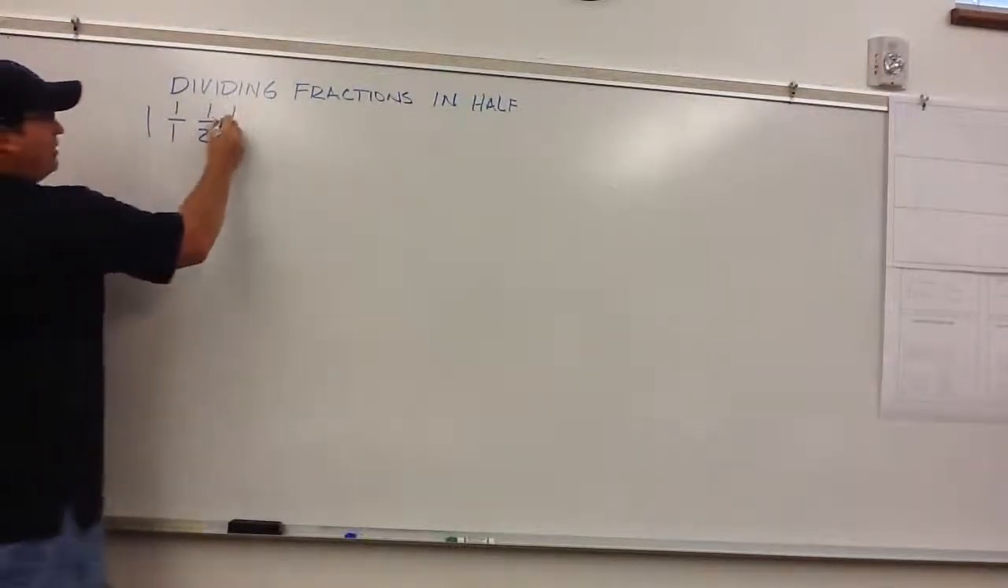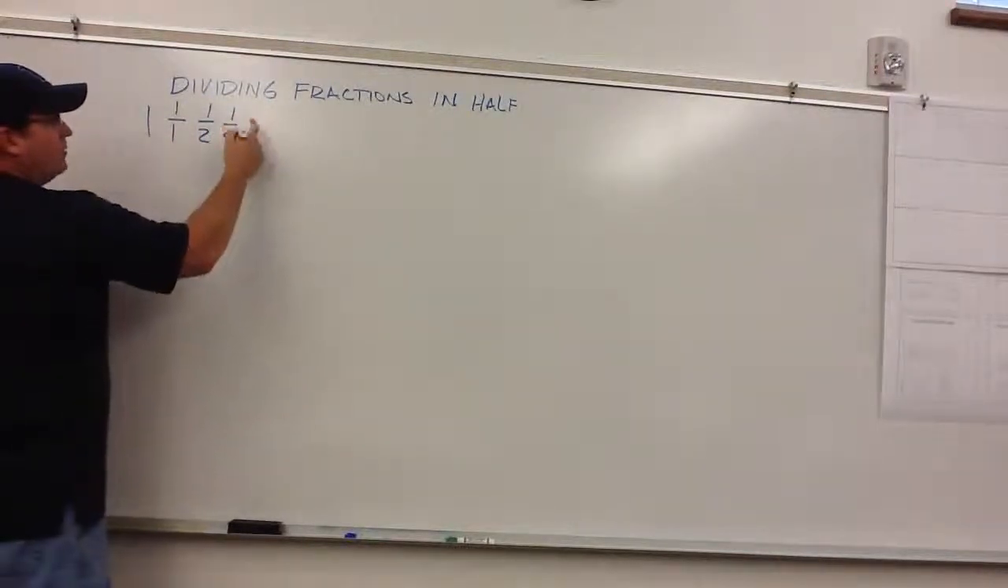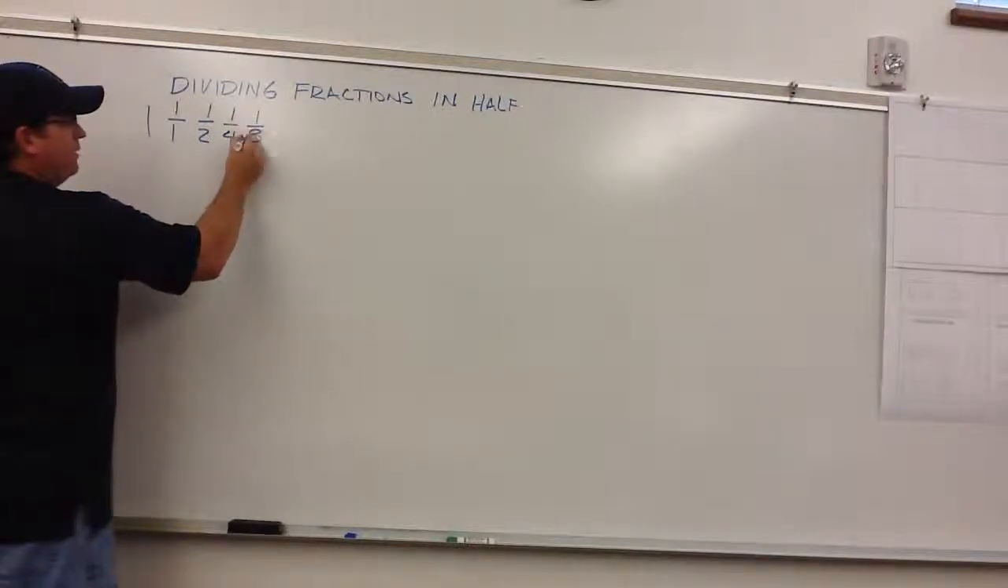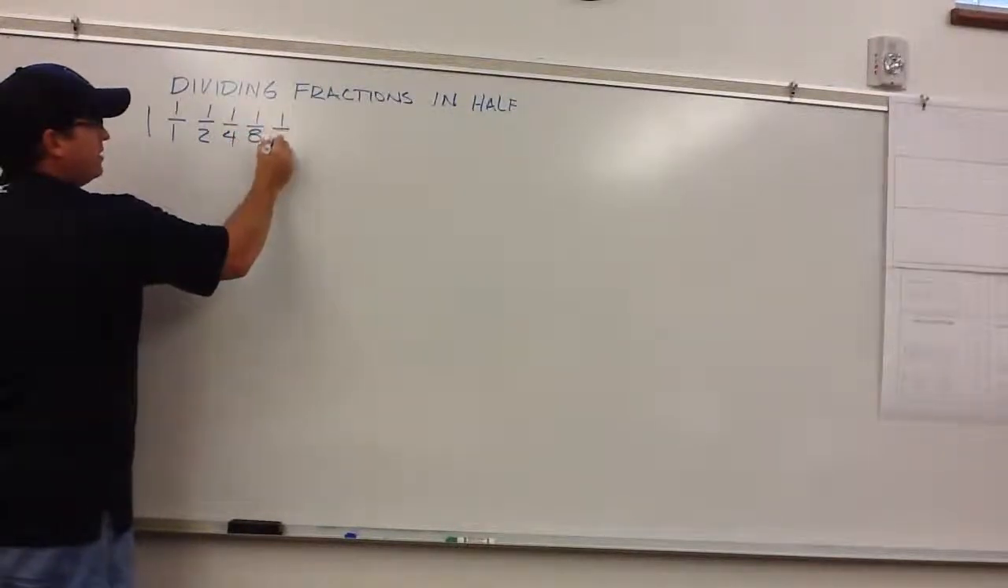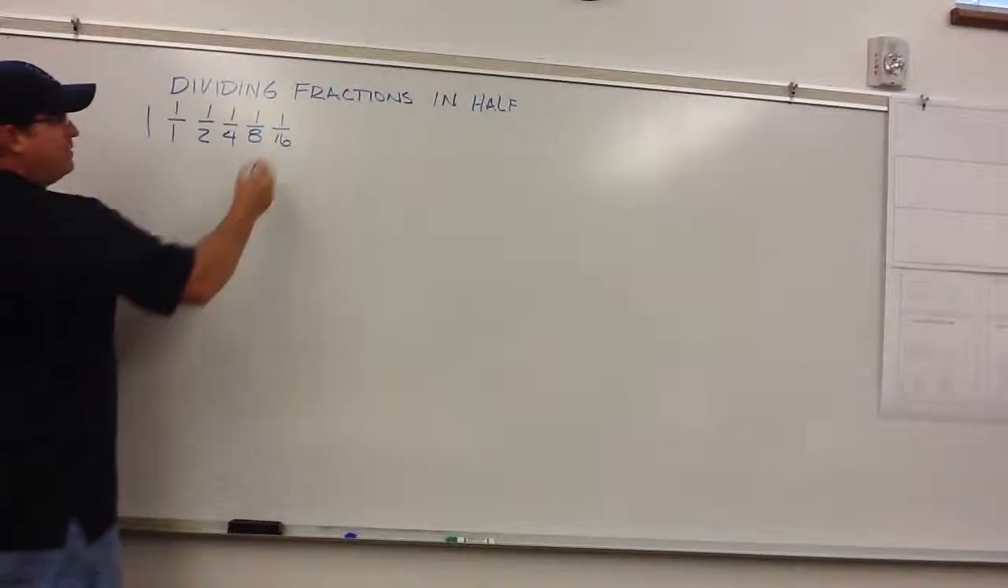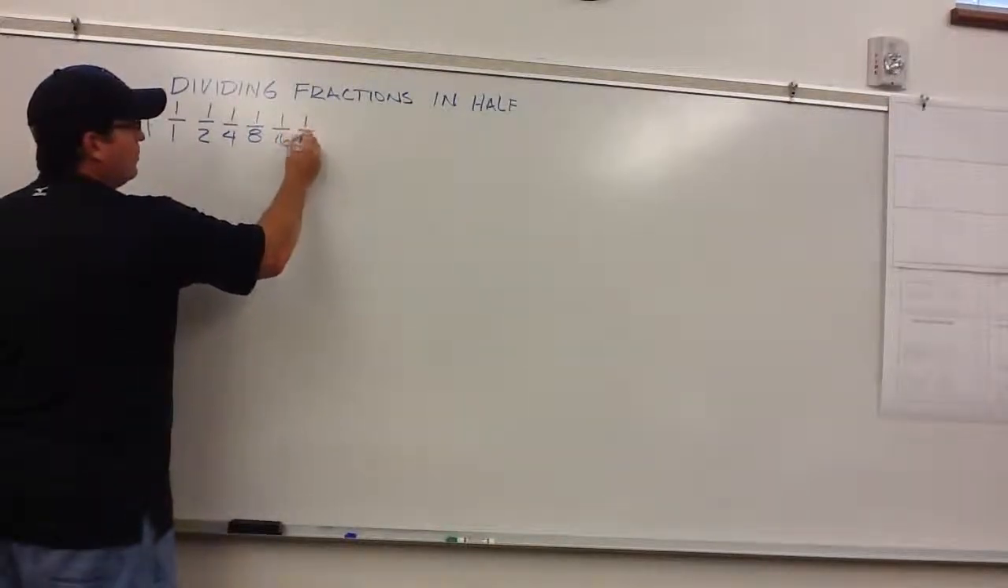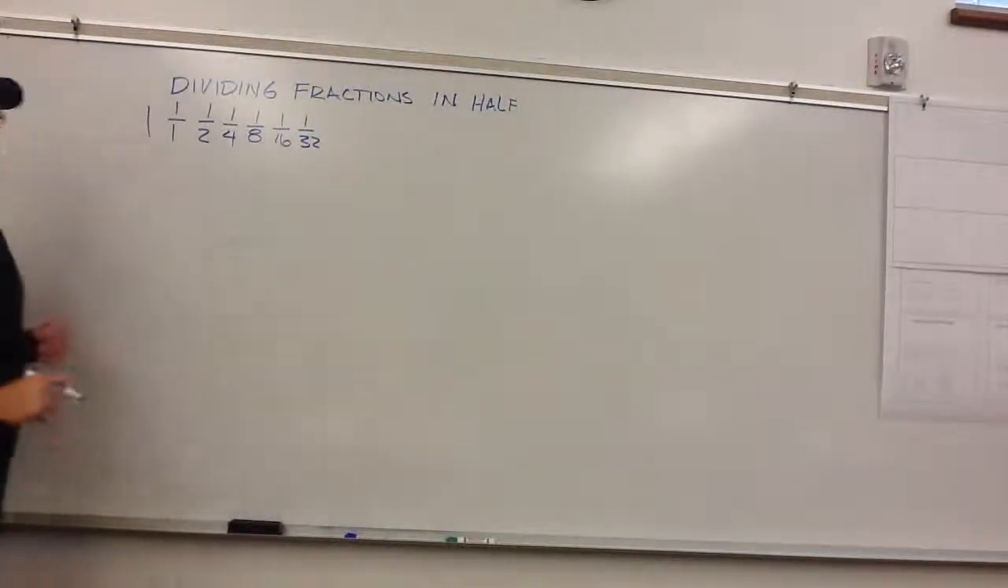Half of a half is a fourth. Half of a fourth is an eighth. Half of an eighth is a 16th. And half of a 16th is 1/32. Now we can see some things that we can use here.